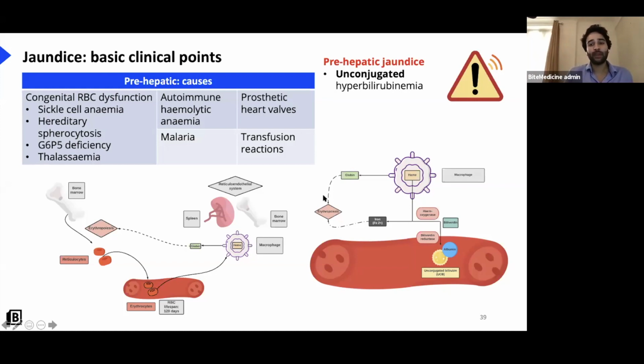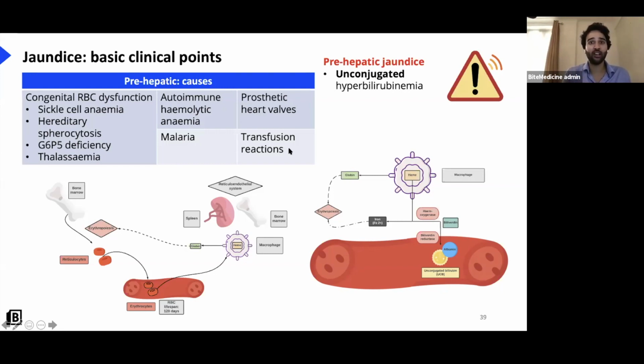So that's really, really important to be aware of, that these pre-hepatic causes of jaundice are unconjugated. Here are a few examples. For example, congenital red blood cell dysfunction, so sickle cell disease, hereditary spherocytosis, for example, autoimmune hemolytic anemias, prosthetic heart valves due to the actual mechanical damage of red blood cells, and a couple of others as well.